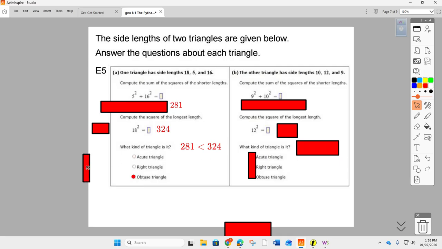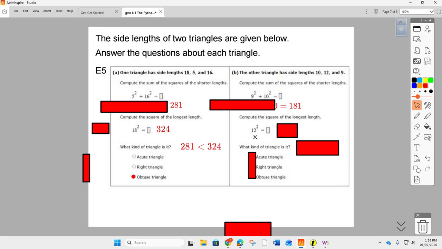All right, here, same thing. You have to know to use the two shortest sides if they don't give you this part. So, given side lengths 10, 12, and 9, what kind of triangle would they form if you created a triangle with those side lengths? Well, let's do 9 squared plus 10 squared. Use the 9 squared button plus 10 squared button and equals. 181.